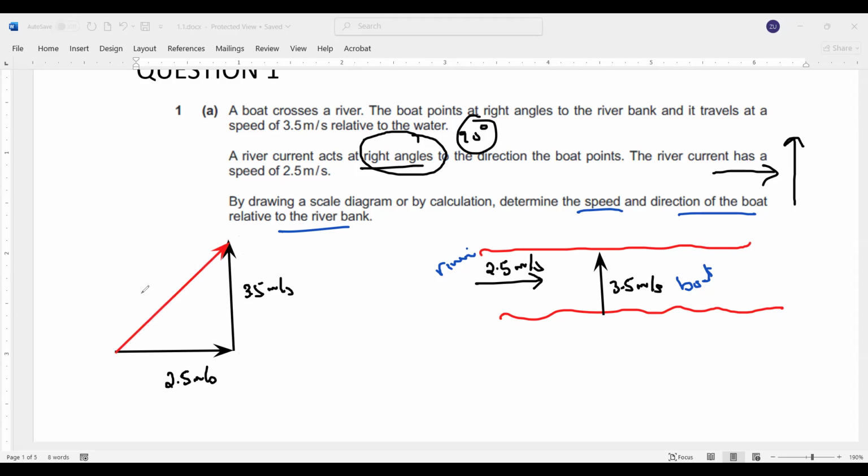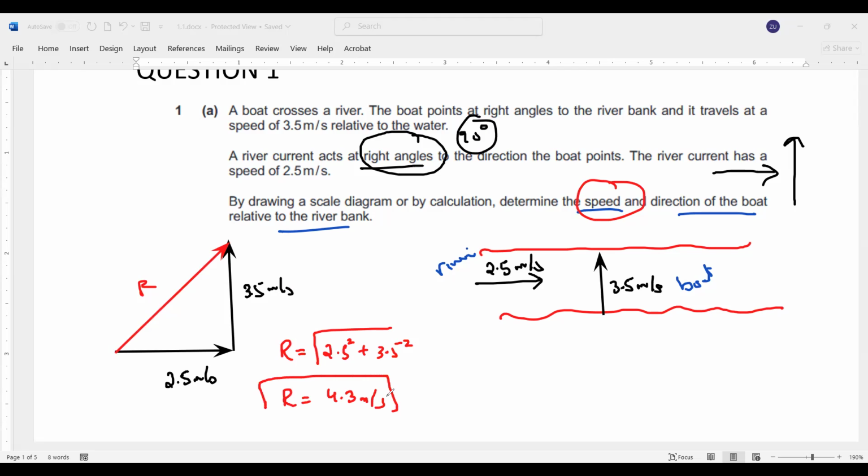First, we need the magnitude. How to get the magnitude? Because we need the speed, or the magnitude. So we just have to use Pythagoras: the square root of 2.5 squared plus 3.5 squared. What's the answer for the resultant? 4.3 Newton. No, in this case, meters per second. So 4.3 meters per second is the magnitude. Is it clear? The first part?